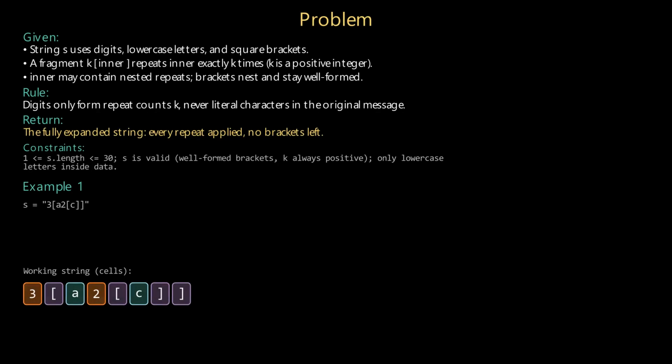Given an encoded string S built from digits, lowercase letters, and brackets. The pattern k[inner] repeats inner exactly k times, and inner can contain more brackets. You output the decoded expansion. Digits only encode repeat counts, not literal letters.